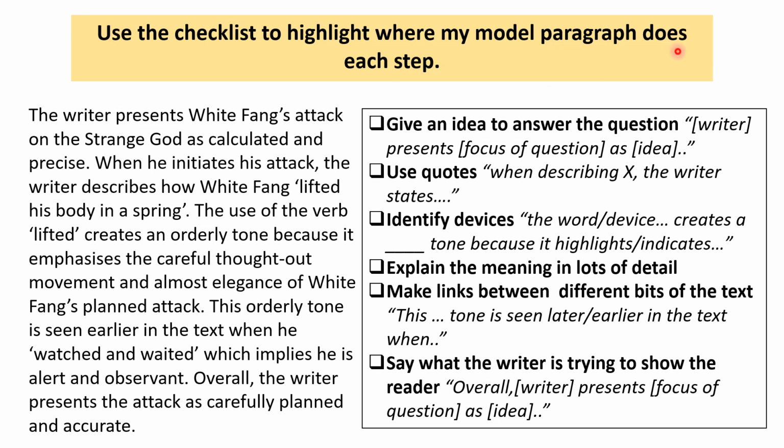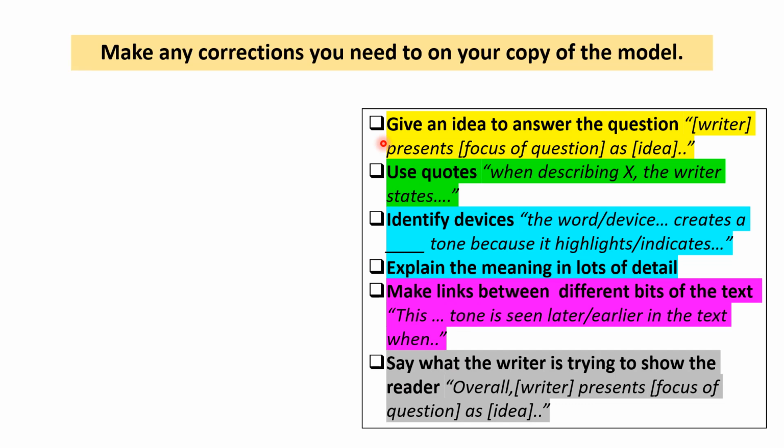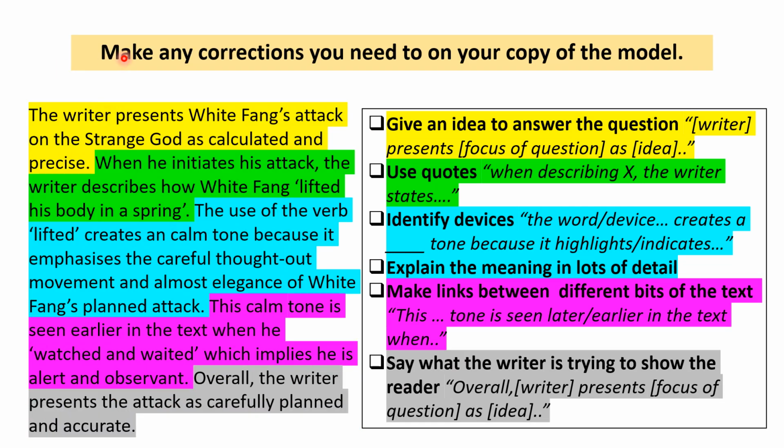So, as you can see at the top, what I would like you to do is on the question two model document, colour code the paragraph to highlight where my model paragraph does each of these steps in the checklist. So, pause the video now and colour code that for me. Okay, if you're back, that means that this is color-coded, and it should look like this. So please make any corrections that you need to on your copy of the model. I'd recommend that you save this model onto your laptop or whatever you're working on so you can refer back to it if you need to. So please make sure that it is highlighted correctly.